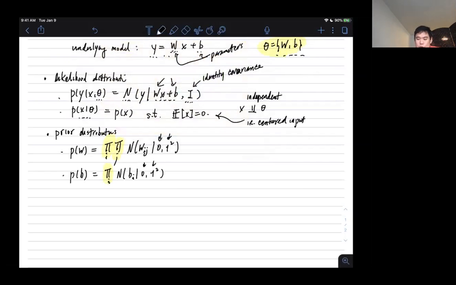And then that makes sense, right? Without looking at the data, how do we actually know what are dependent on each other? So that's going to be our prior distributions. And then now we can write the joint distribution.